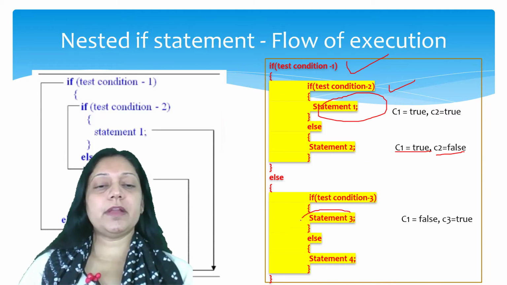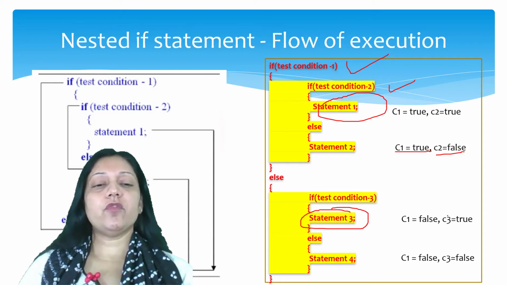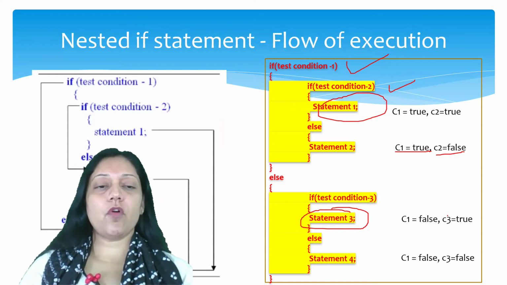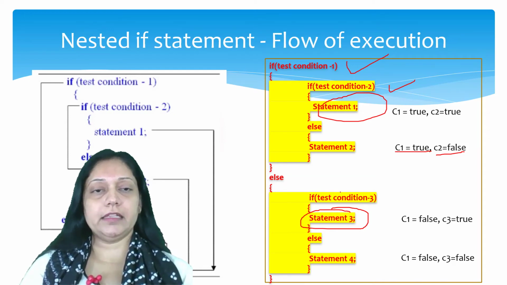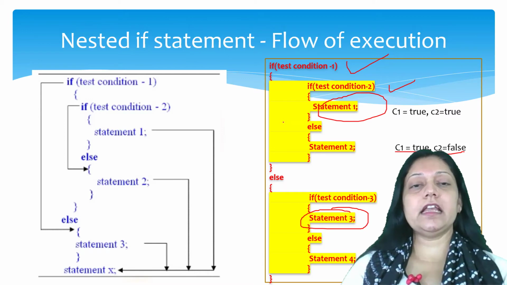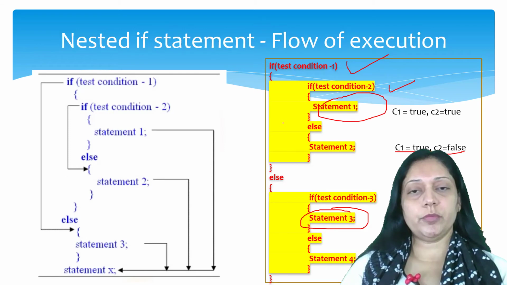Similarly, statement 3 will be executed if condition 1 is false and condition 3 is true. And statement 4 is executed if condition 1 is false and condition 3 is also false. So we have used different permutations and combinations, and depending upon different conditions being true and false, either statement 1, 2, 3 or 4 will be executed by the compiler. So these are different forms of writing if-else statements. You can use any of the forms as per the requirement of the program.